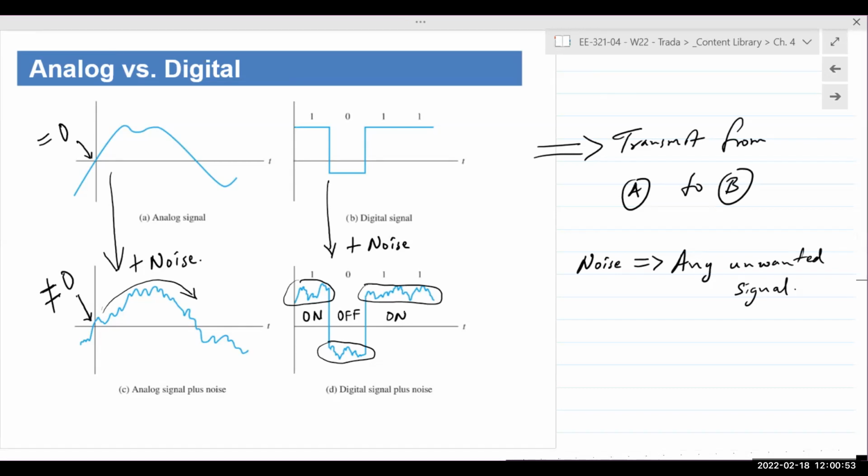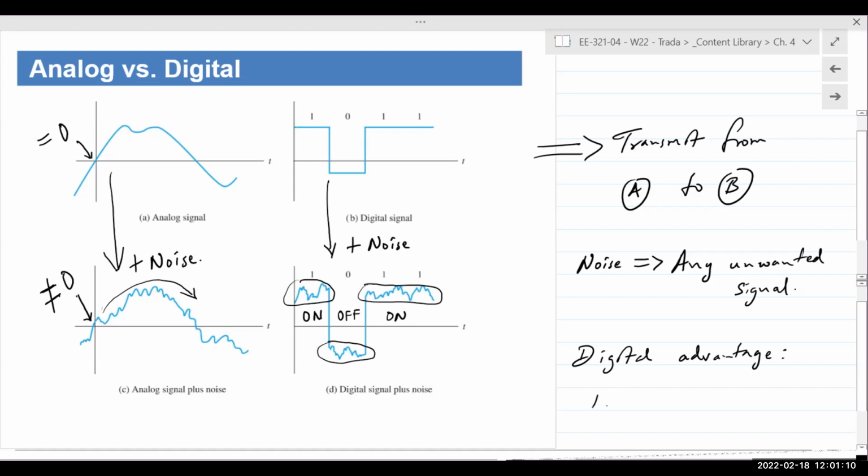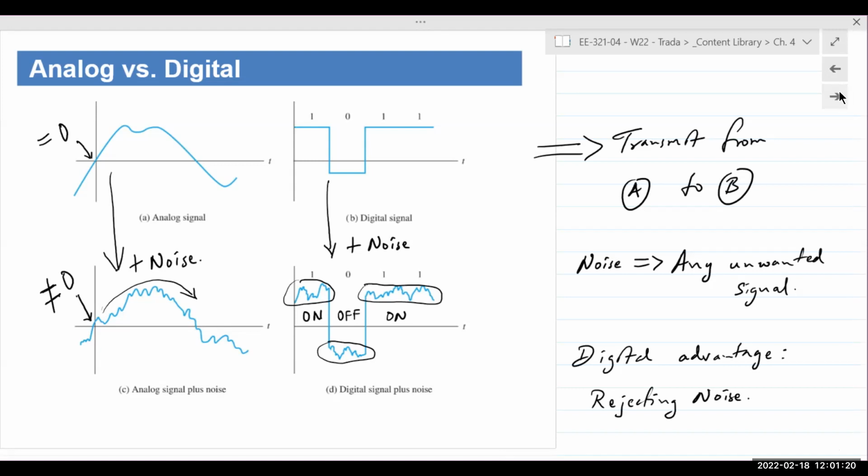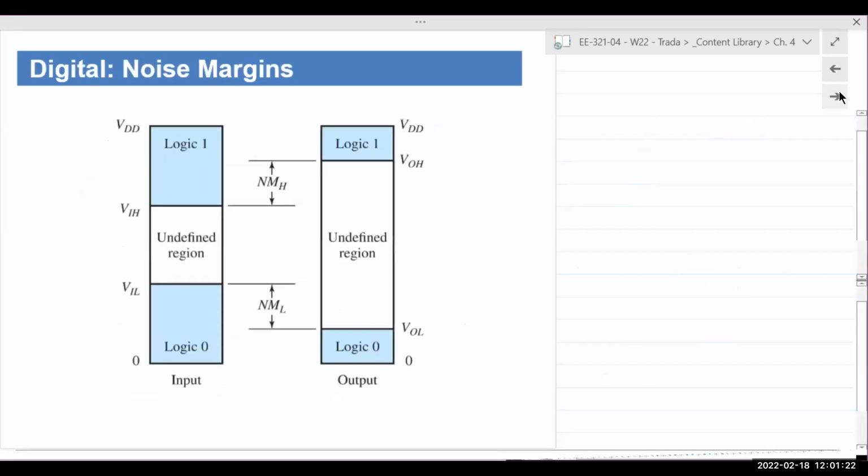Okay, we can reduce or completely eliminate any noise signal that might be picked up during the transmission. Okay, so digital advantage is huge in terms of rejecting noise signals. Now, you may ask, how could that work? Wouldn't the noise affect the system? Well, that's the thing.